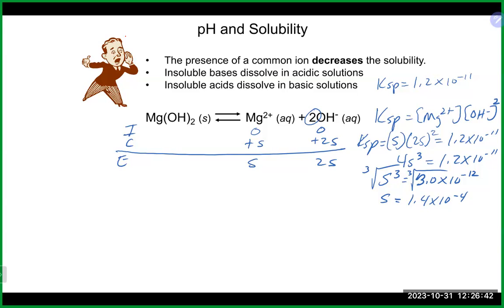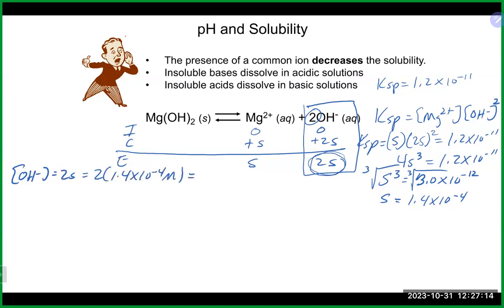Now, since we're talking about pH in this case, what thing in this equilibrium will help us get to pH? The OH minus, right? Because I know at equilibrium the OH minus concentration will be 2 times S, I can use my S value to find the concentration of hydroxide: 2 times 1.4 times 10 to the minus 4, which gives me 2.8 times 10 to the minus 4 molar.